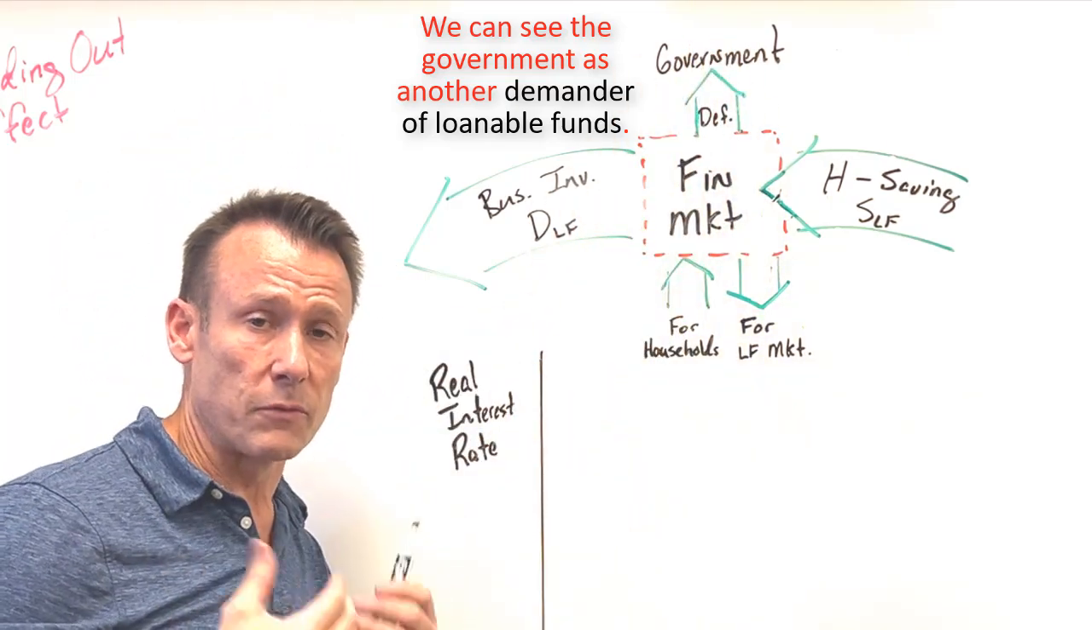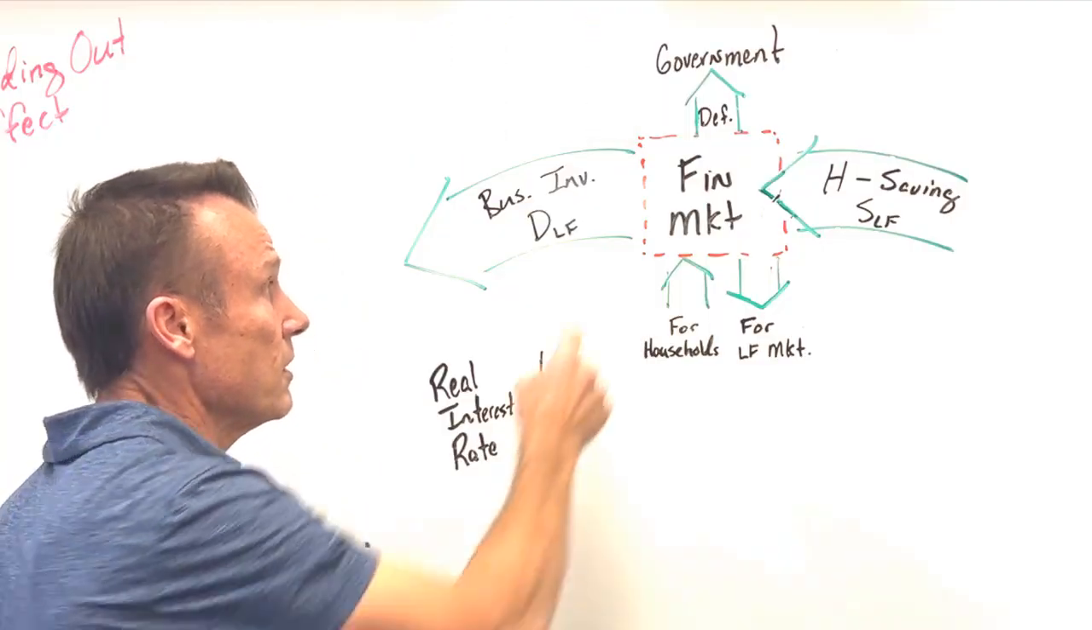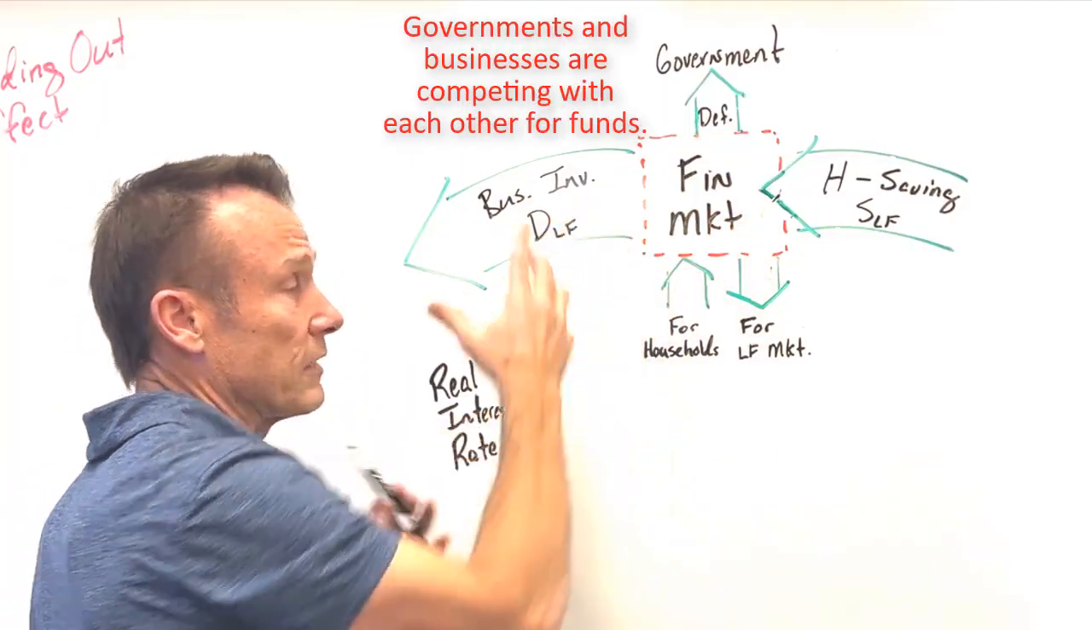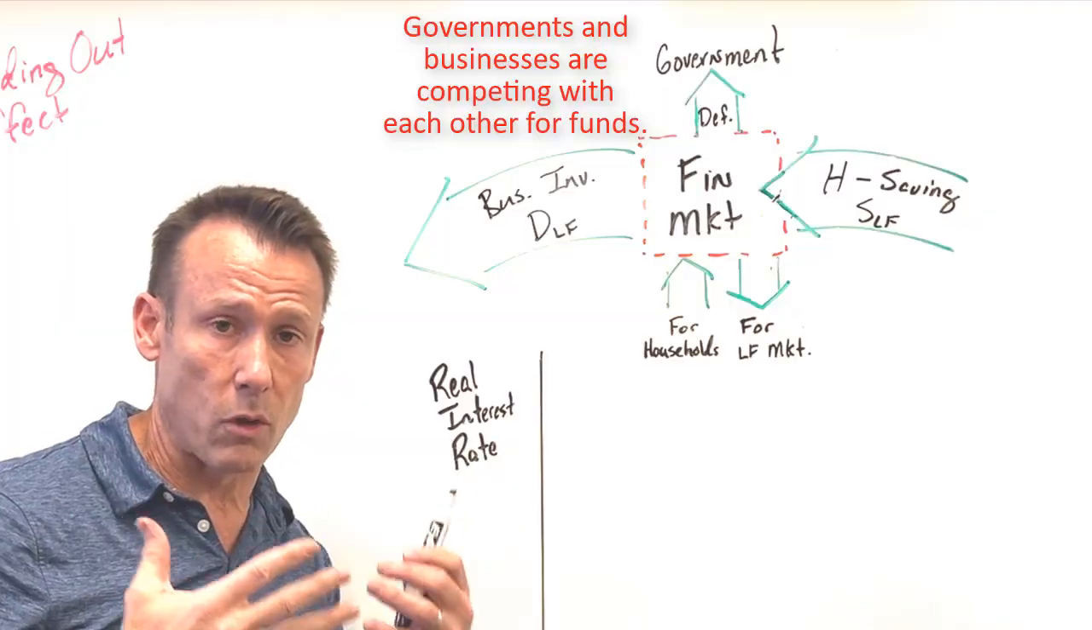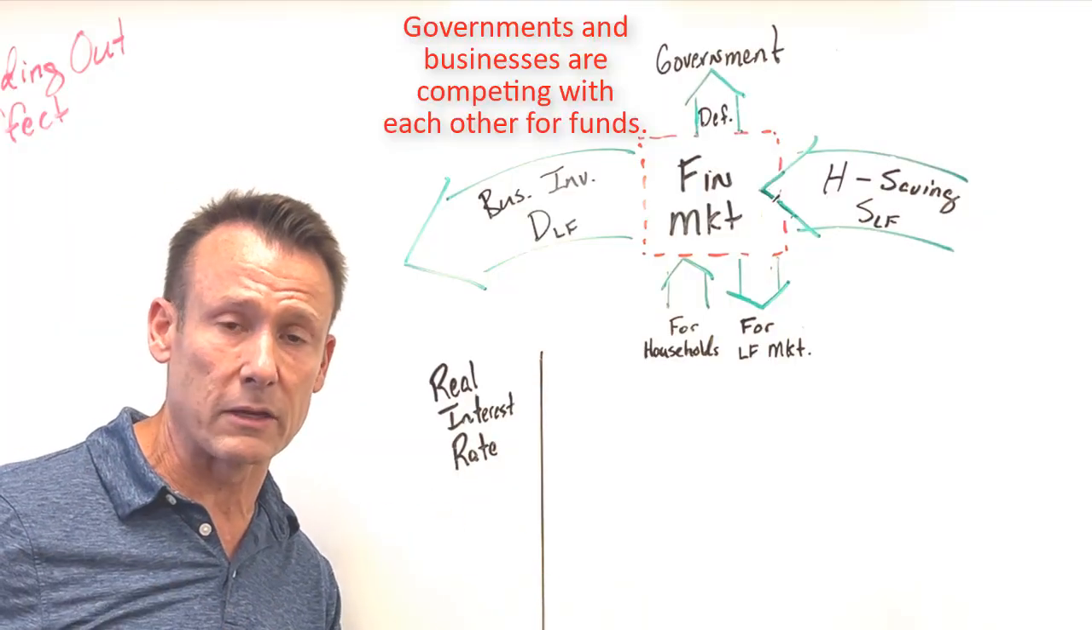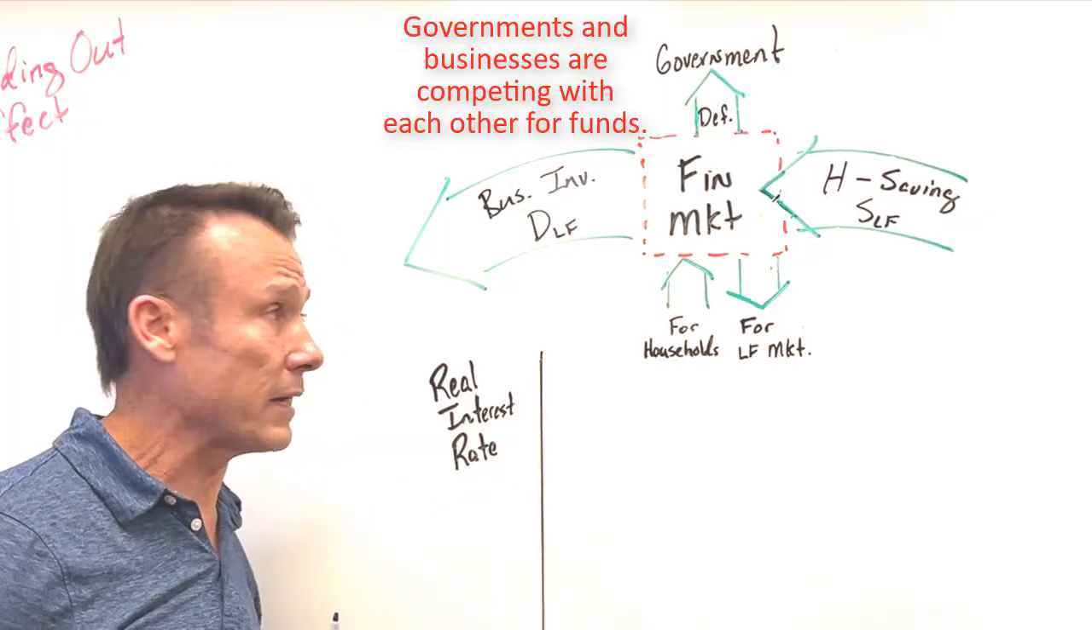They're demanding loanable funds to fund their deficit. So what we can say is this and this together give us the demand for loanable funds. That's one way to handle it. Again, that's how I handle it in my classroom.